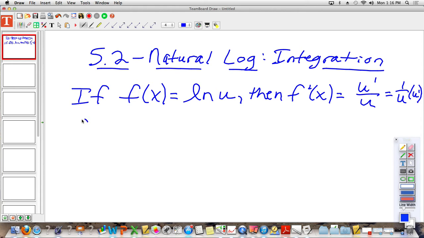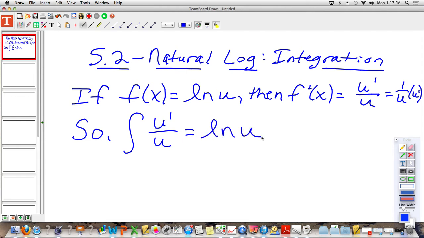So, the integral of u prime over u equals what? It is the ln of u. If f of x is the ln of u, then the derivative is u prime over u. Well, if you work backwards, that means you're taking the integral. So the integral of u prime over u is exactly what you started with. It's your function that you began with, which is equal to the ln of u.